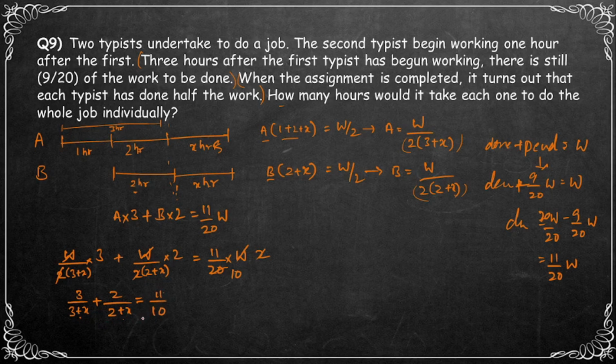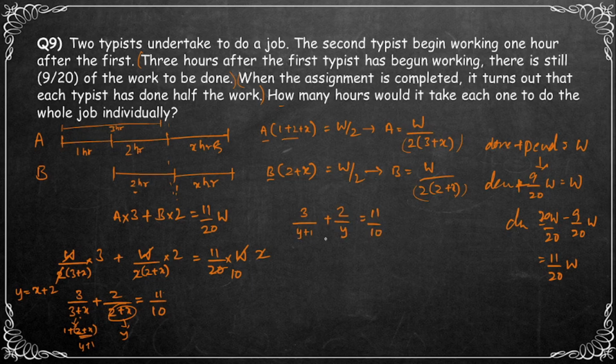So in order to solve it a little bit easier, we'll introduce another variable. So let's say we take X plus 2 as Y, right? So that means this can be written as 1 plus 2 plus X, right? So 2 plus X is nothing but Y. So this is replaced by Y and this is replaced by Y plus 1. So we have the equation 3 by Y plus 1 plus 2 by Y is equal to 11 by 10.